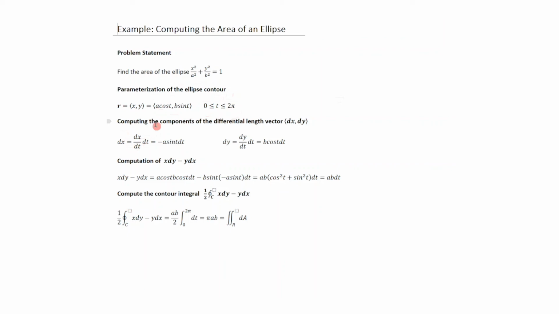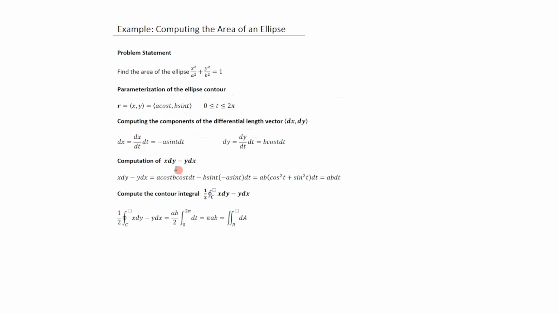All right, so now we have to compute the components of the differential length vector, which are dx and dy. dx is dx/dt dt, and if you do this computation, this just becomes minus a sin t dt. So dx/dt meaning you have to take the derivative of this with respect to t. For dy, this is dy/dt dt. You're taking the derivative of this with respect to t, so this becomes b cos t dt.